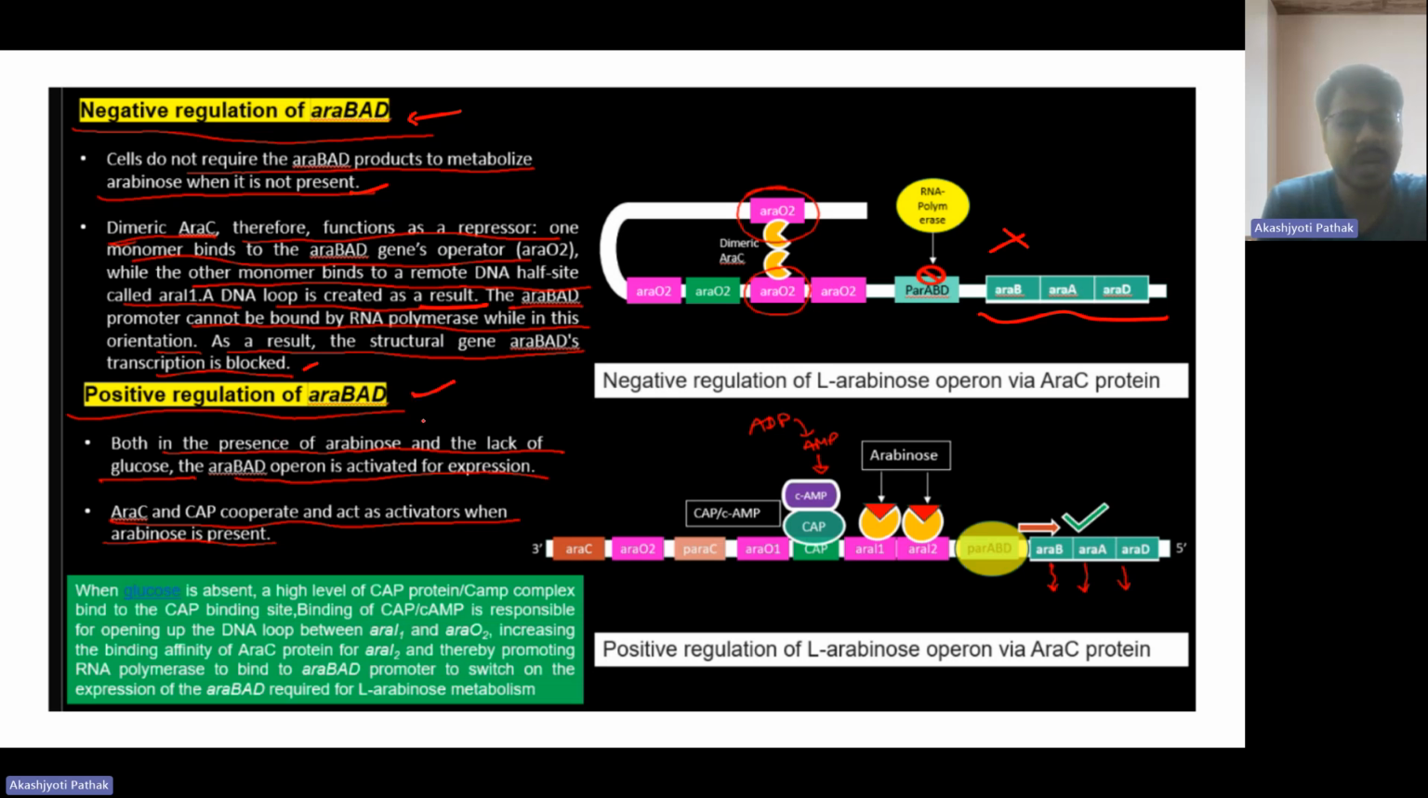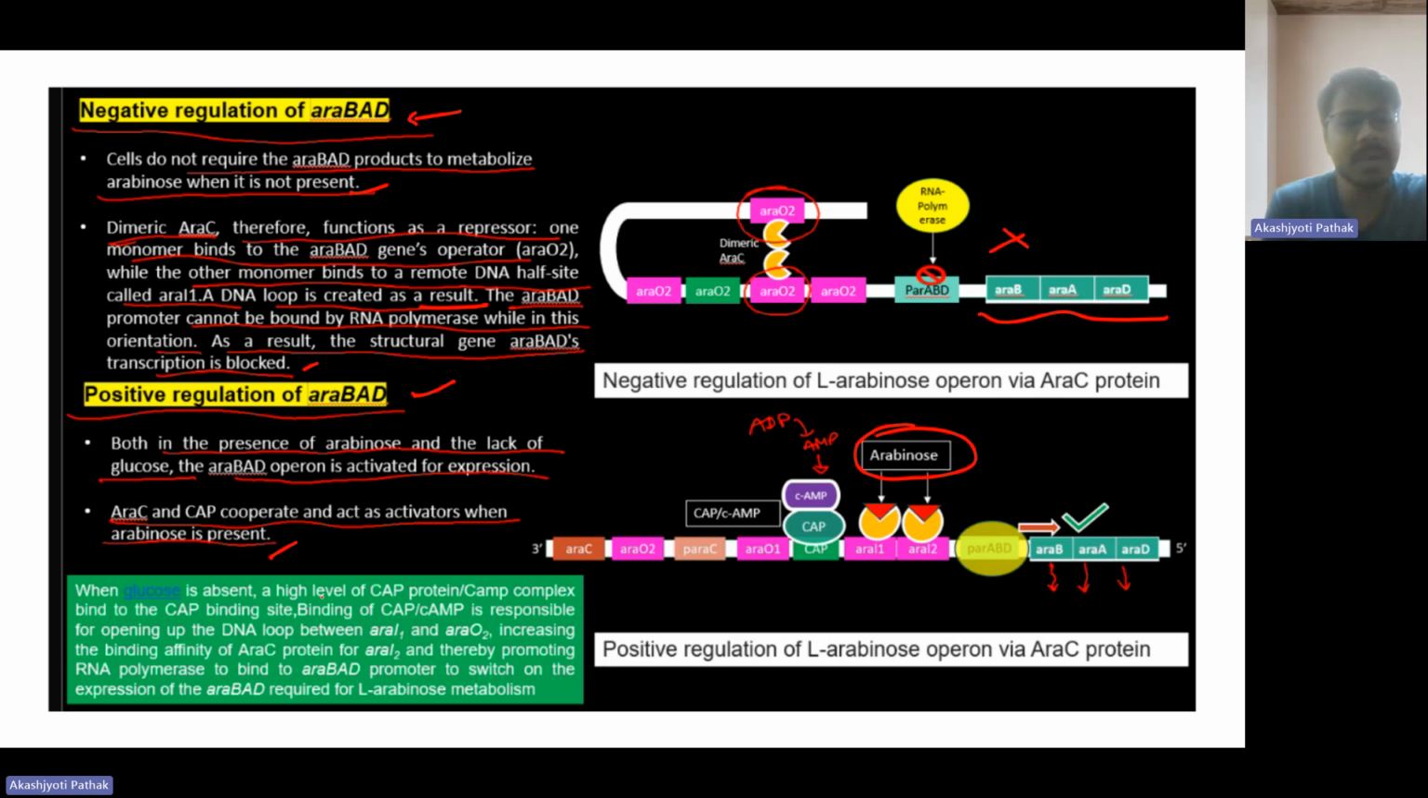Now, how does positive regulation take place? This is negative regulation of the L-arabinose operon via ARA-C protein. ARA-C protein is negatively regulating the arabinose operon because it is keeping the operon turned off. Now when arabinose is present, it binds to the ARA-C protein and causes a conformational change, and as a result, the ARA-BAD operon gets activated for expression, and ARA-C and CAP cooperate and act as an activator when arabinose is present.